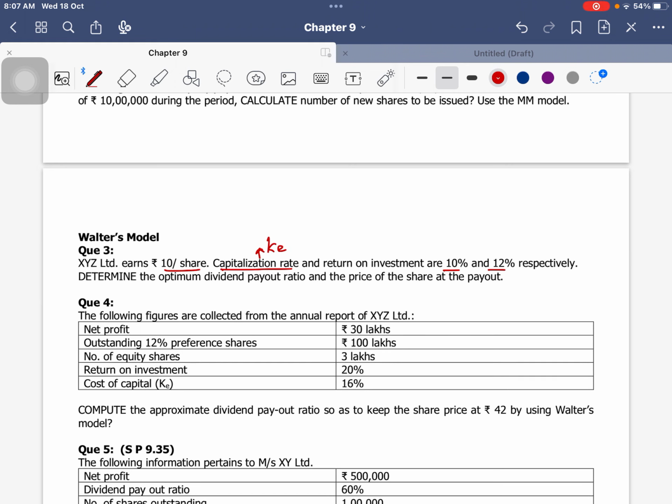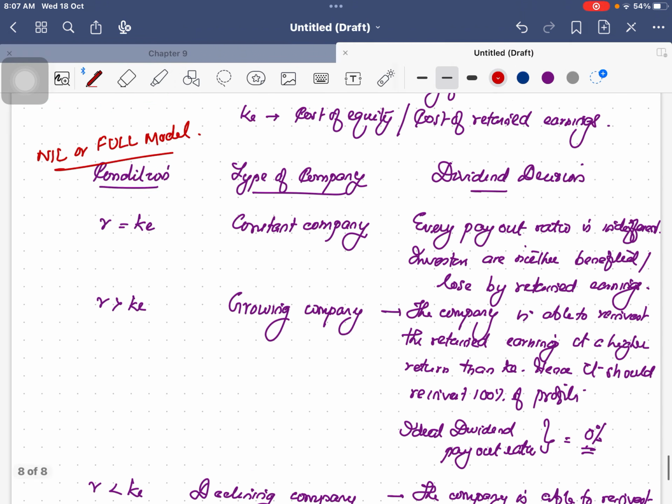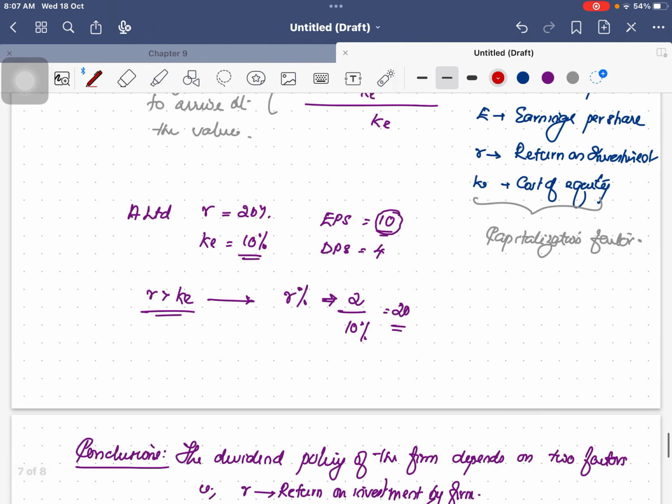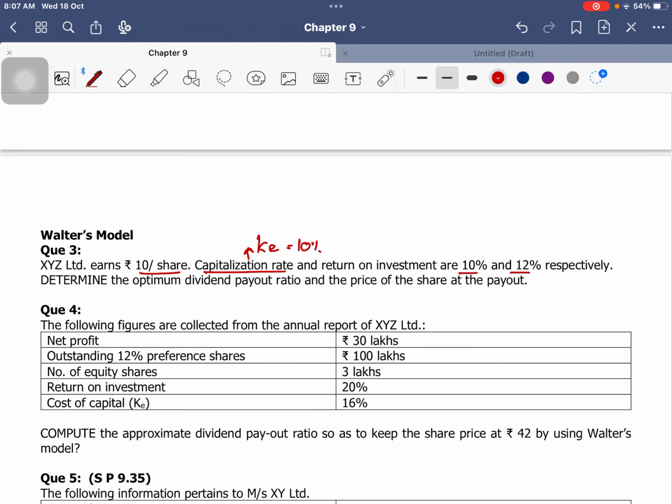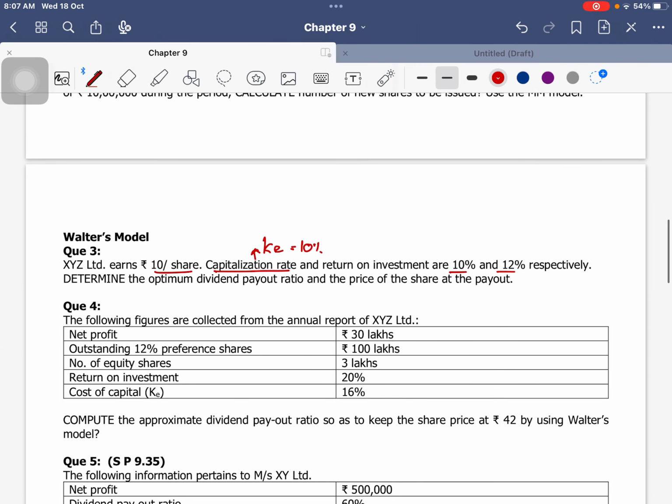I've told you capitalization rate is the denominator which we follow here. This is the capitalization factor. KE is the capitalization factor, so cost of equity is 10%. Then return on reinvestment or return on investment, that is R. R is 12%. So R is greater than KE.